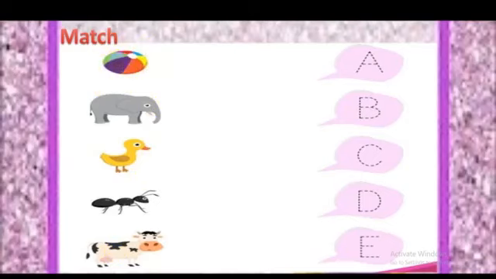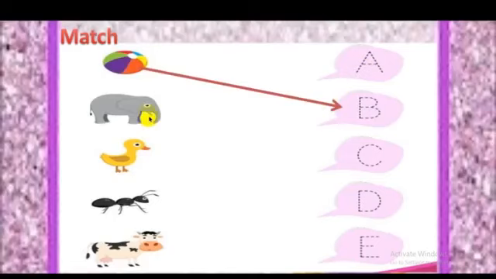Ball. Does ball start by letter A? No, miss. Ball starts by letter B. B, b, b. Good job, أحسنتم.